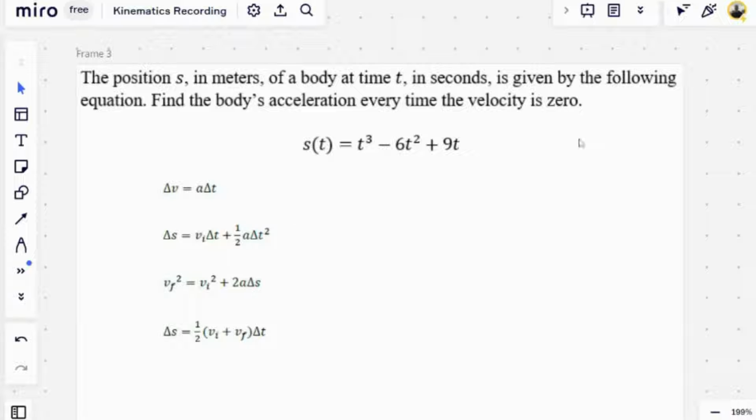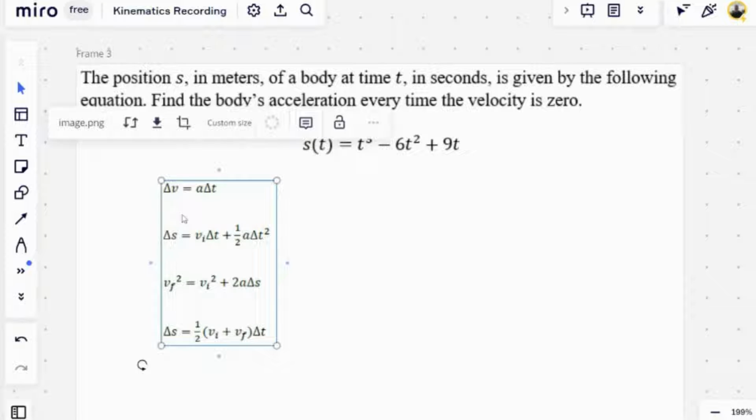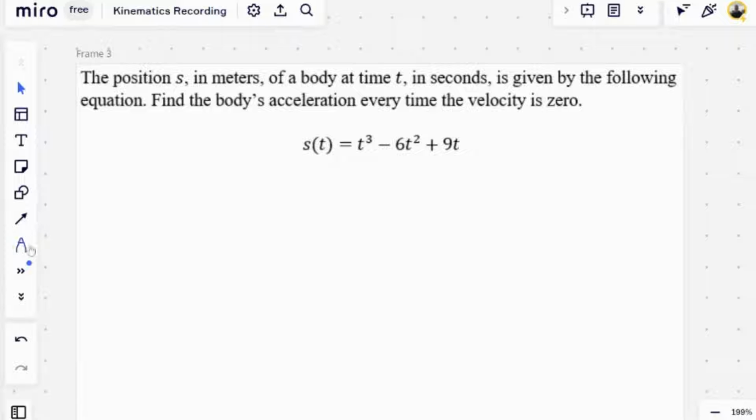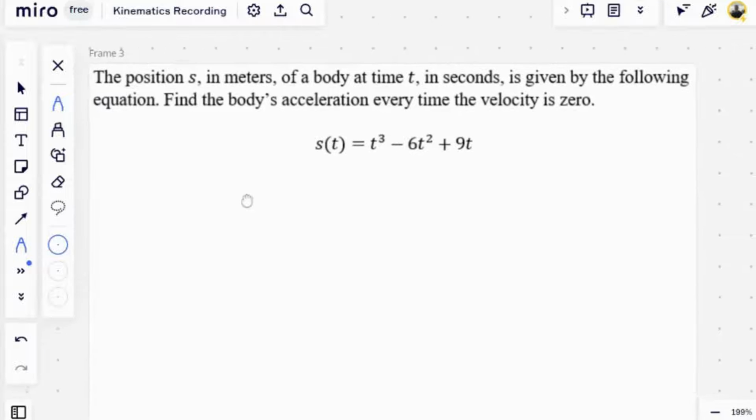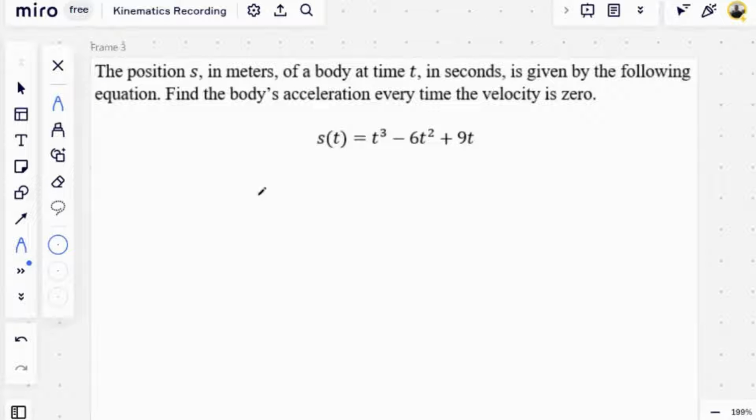Anytime you don't have a constant acceleration, these equations don't apply. In this case, for this question, they give us an equation for the position in terms of time. So we don't necessarily know what the acceleration is or whether it's constant or not. So a safer bet for this question is just to disregard these equations and start from scratch to come up with our equations for acceleration and velocity.